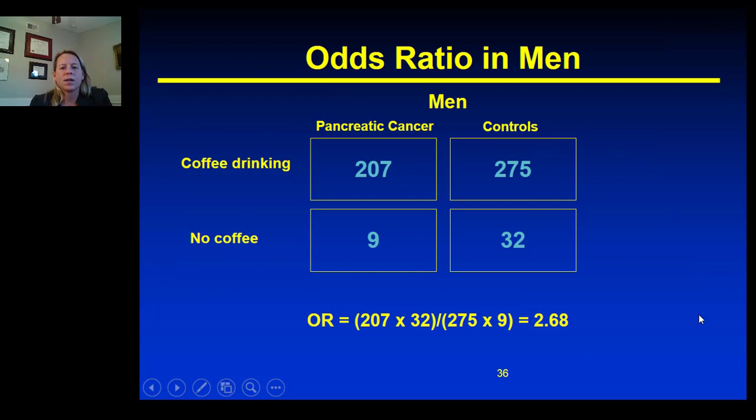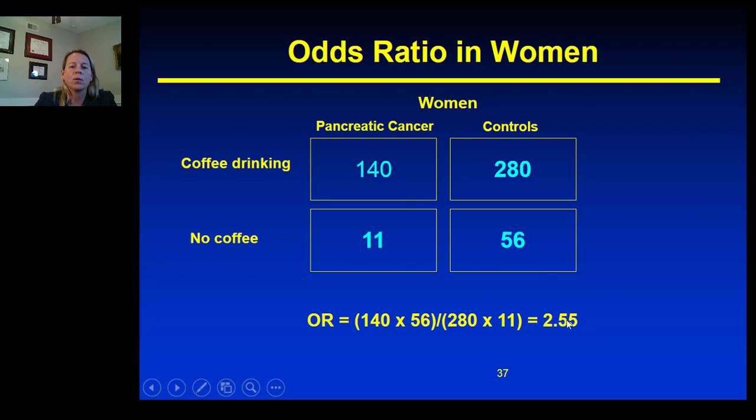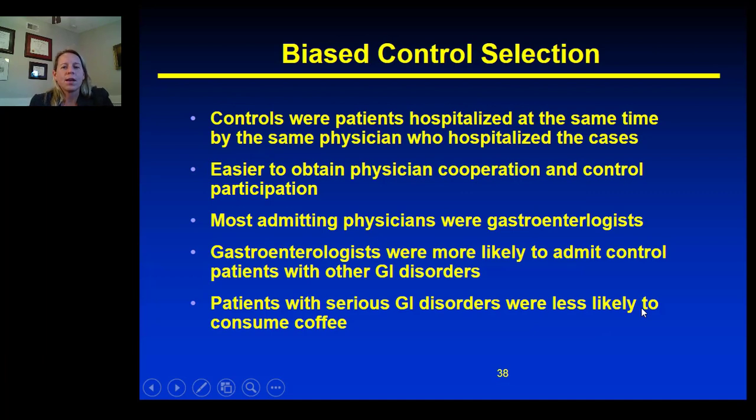So here were the results of that study among men in the case control. The calculated odds ratio was 2.68, and here was the finding among women of 2.55, so similar odds ratios by gender. Now, the problem with this study was that it had a biased control selection, in that controls were patients who were hospitalized at the same time by the same physician who had hospitalized the cases. The reason for that was that it was easier to obtain physician cooperation and to find controls for the study. However, the key issue is that most of those physicians were gastroenterologists, who were known to be more likely to admit their control patients because they had other GI disorders that necessitated hospitalization.